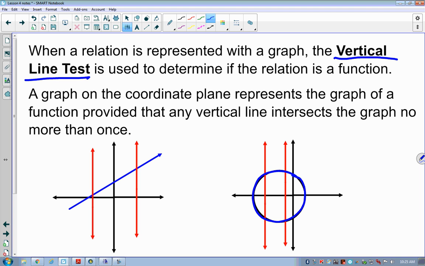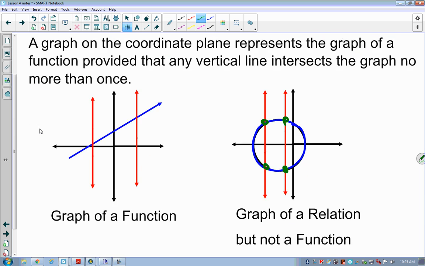Okay. And let's look at the vertical line test. Do any of those vertical lines cross my function or cross my relation, the circle, more than once? Yeah, right? Look, I see it here, crosses here and here. That's twice. Here and here. That's twice. A circle is not a function. And we have equations for circles, but they're not functions.